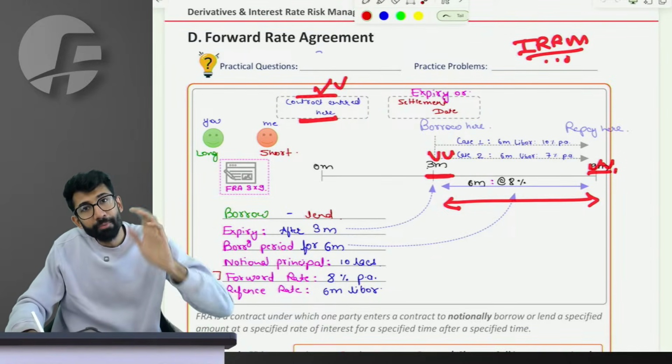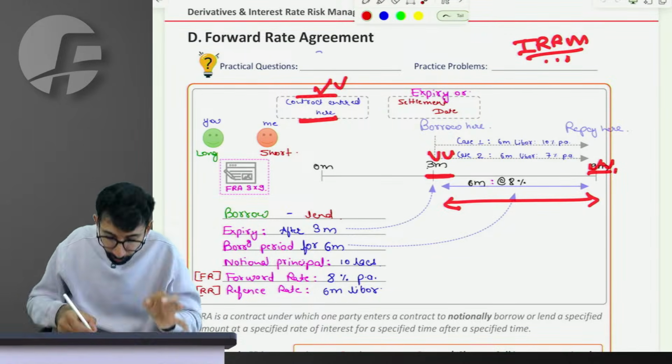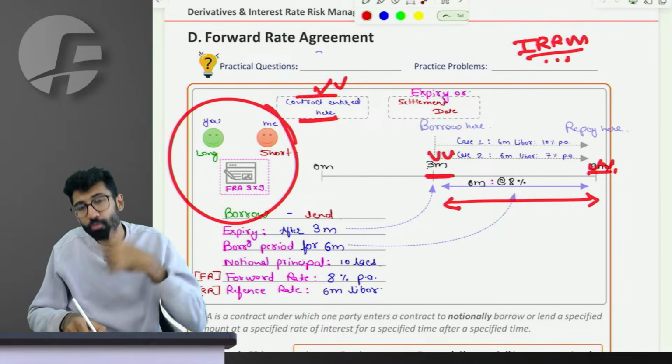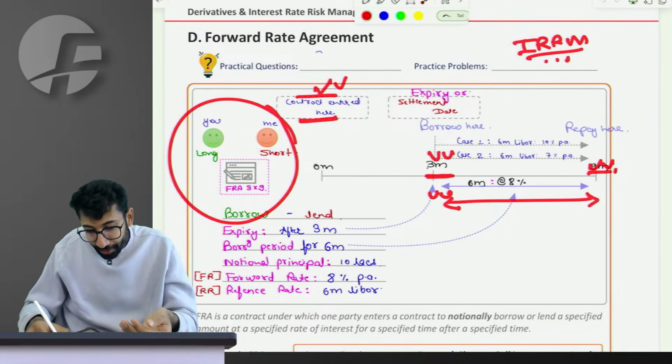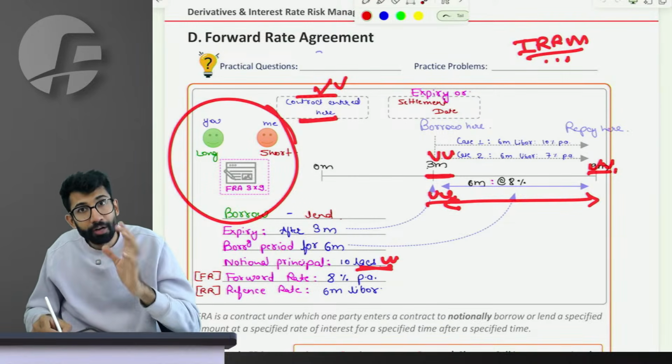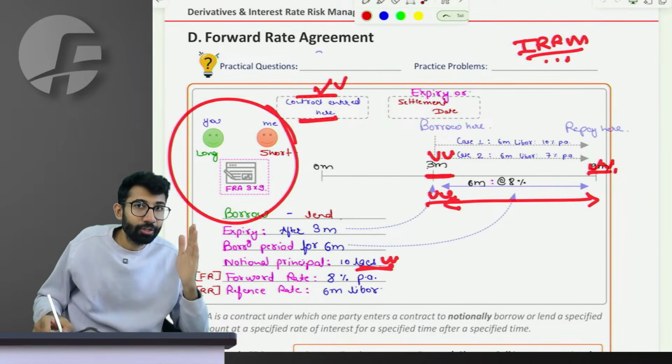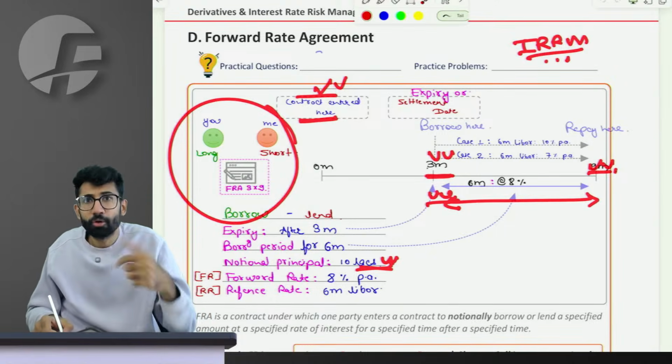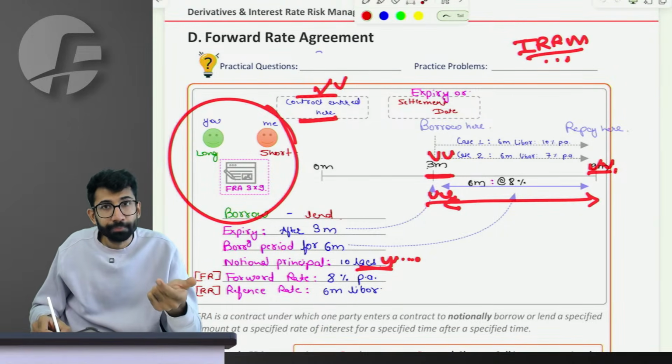In the delivery settlement, we do what we agreed upon. For example, at 0 point you agreed to borrow, I agreed to lend. Then at the end of the third month, I will actually lend and you will actually borrow 10 lakh rupees. However, in case of net settlement or cash settlement, we don't end up actually borrowing or lending. What do we do instead?